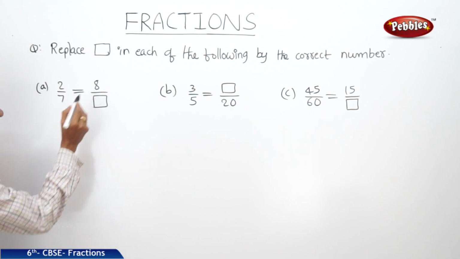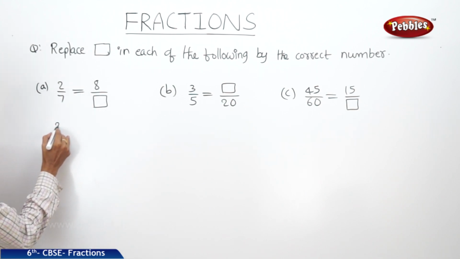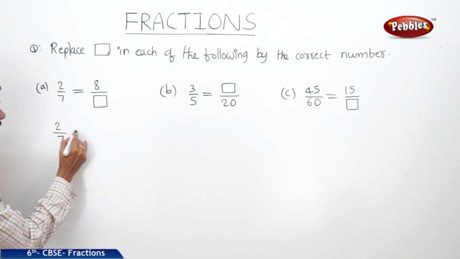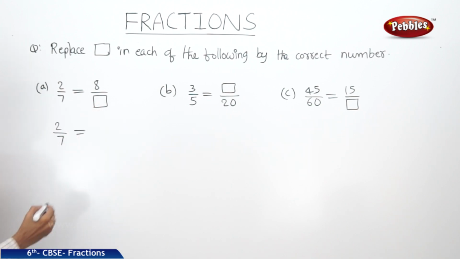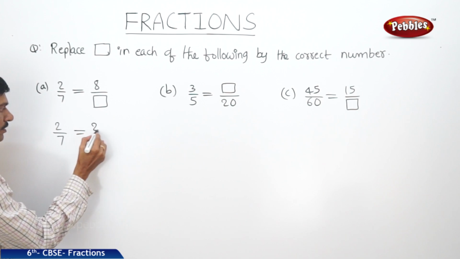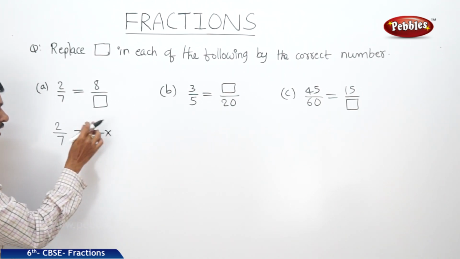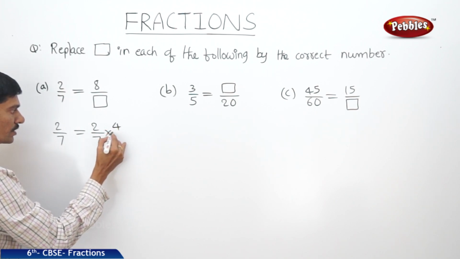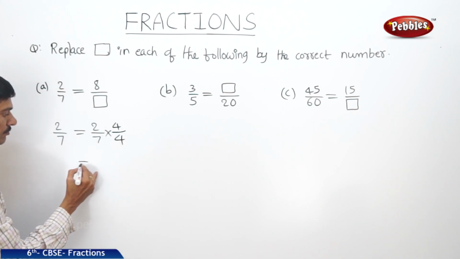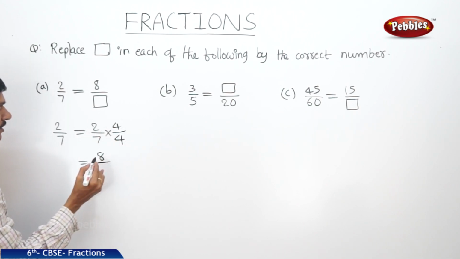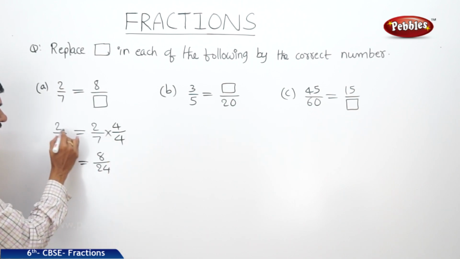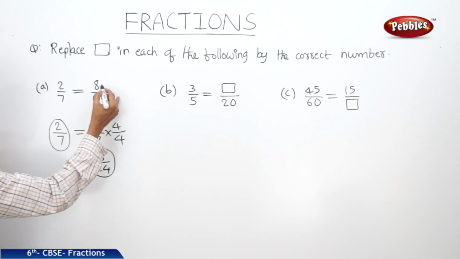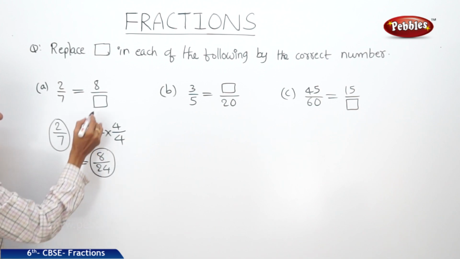So these two fractions are equivalent. So then we get the equivalent fraction of 2 by 7 by multiplying both numerator and denominator by the same number. So 2 by 7 into, so 2 how many times make 8? So we know that 4 times, so we multiply both numerator and denominator by 4. So then we get 2 4s are 8 by 7 4s are 28. So then the equivalent fraction of 2 by 7 is 8 by 28. So when the numerator is 8, then the denominator must be 28.